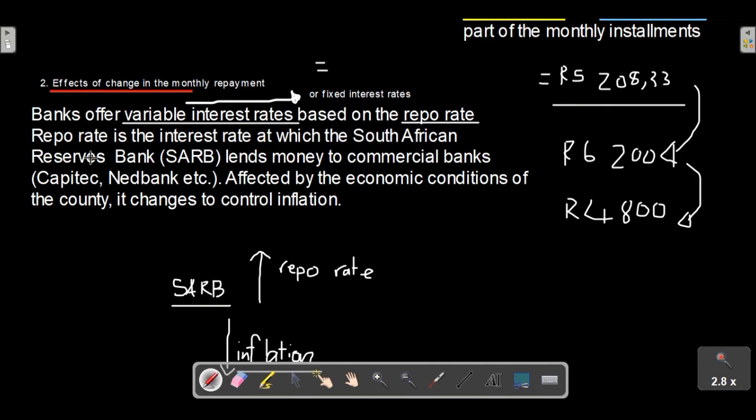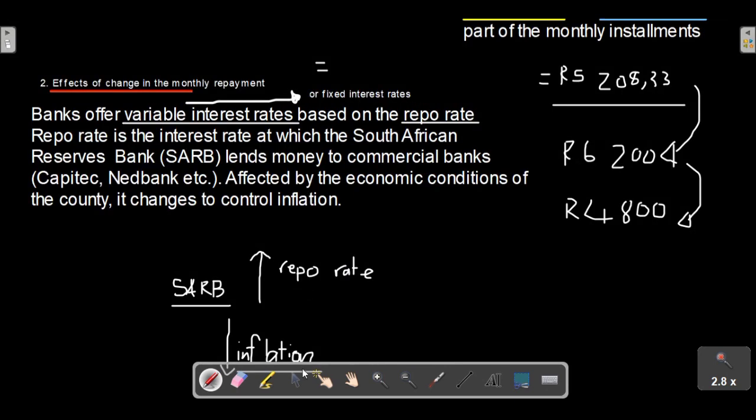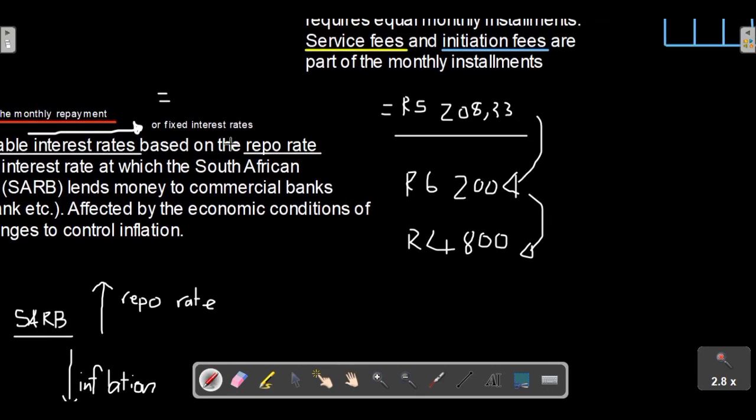Okay, so we're saying that the repo rate is the interest rate at which the South African Reserve Bank lends money to commercial banks, like your Capitec and your Nedbank. So you can be affected by these changes, because if the variable interest rate increases because of an increased repo rate, the monthly installment that you're going to pay is going to increase. Okay, so from 5,200 all the way to 6,200. Now that is a whole thousand there, and it's going to directly affect you.